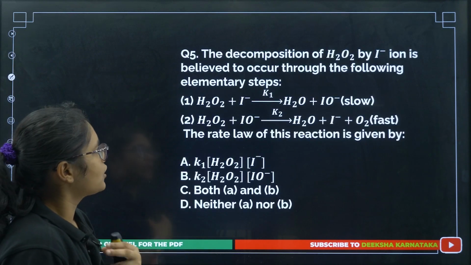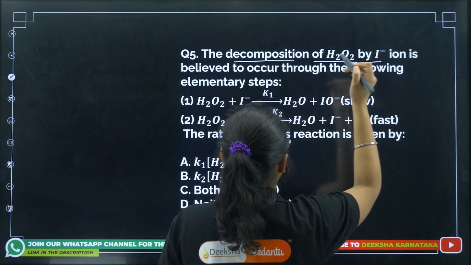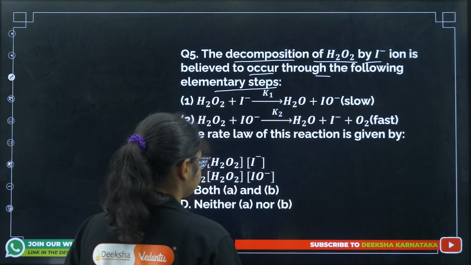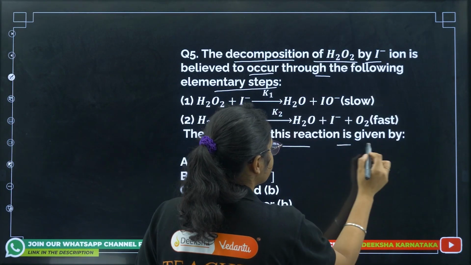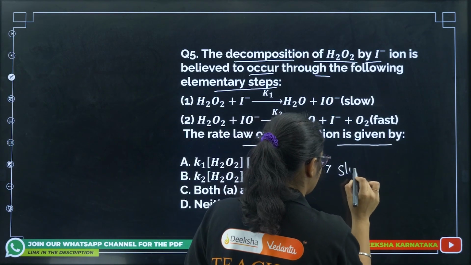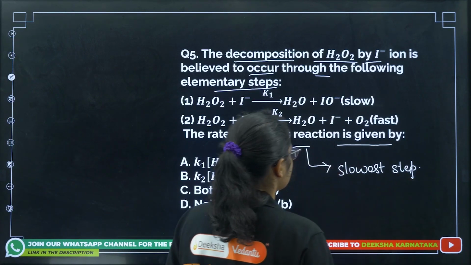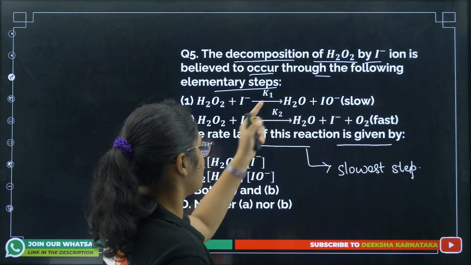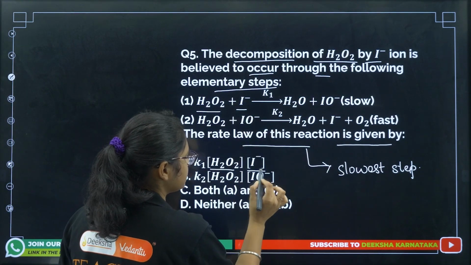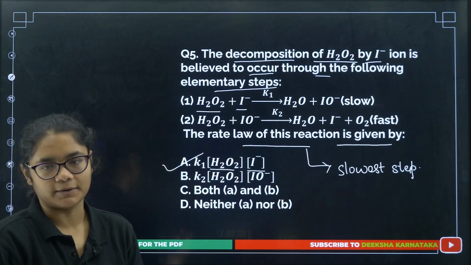Next, the decomposition of H2O2 by I minus ion is believed to occur through the following elementary steps. The rate law of this reaction is, so we know that rate law depends on the slowest step, right? So here this is the slow step. What are the reactants here? H2O2 and I minus. So the rate will depend on H2O2 and I minus. The correct answer for this question will be option number A.